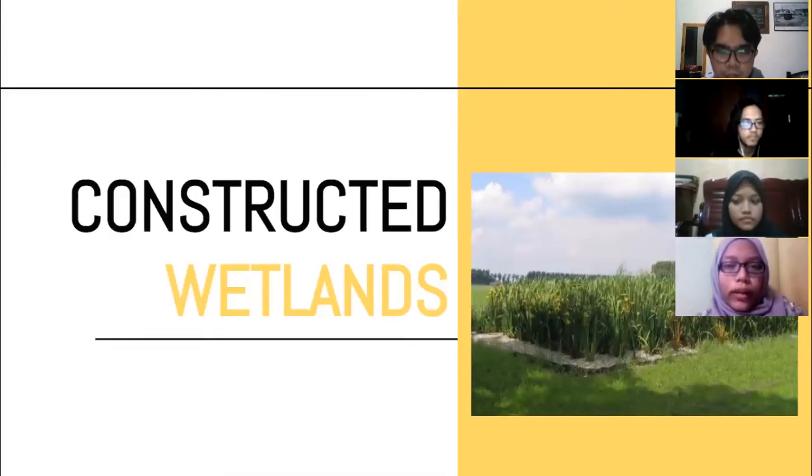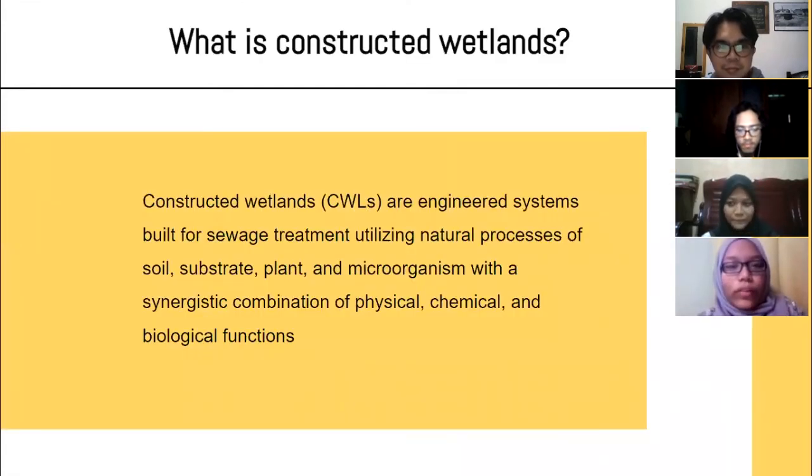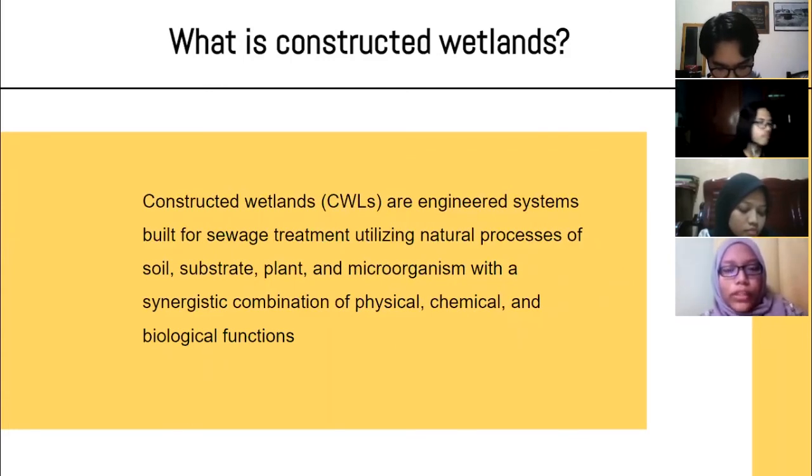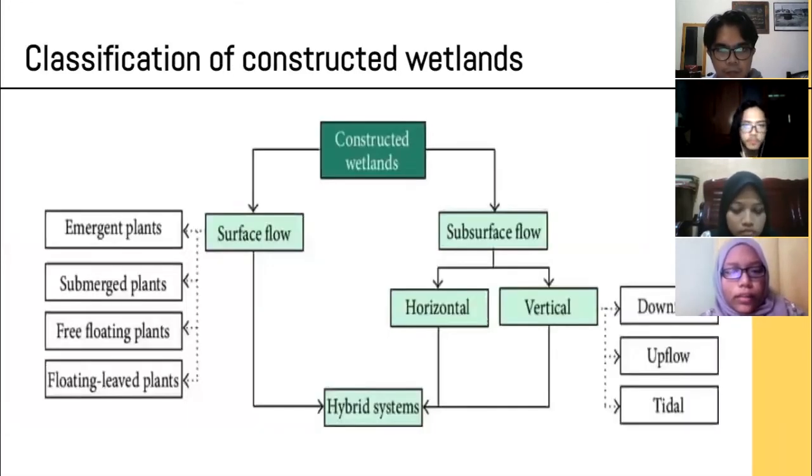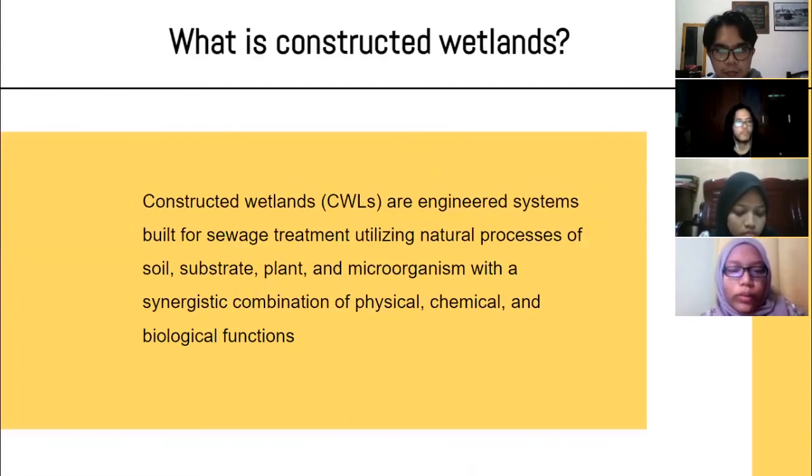So thank you, Faris. Now I will proceed with the constructed wetland, which is one of the ways to treat wastewater. A constructed wetland is an engineered system built for sewage treatment, utilizing natural processes of soil, substrate, plant, and microorganism with a synergistic combination of physical, chemical, and biological function. It is a semi-natural, cost-effective, and biological wastewater treatment technology designed to mimic the process found in the natural wetland.